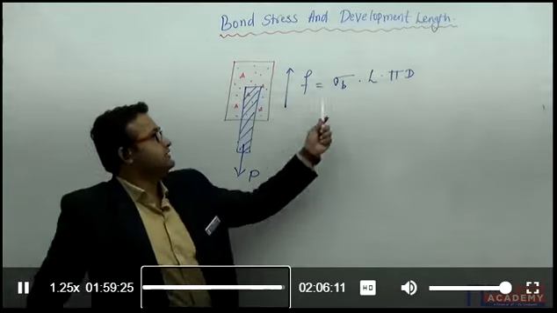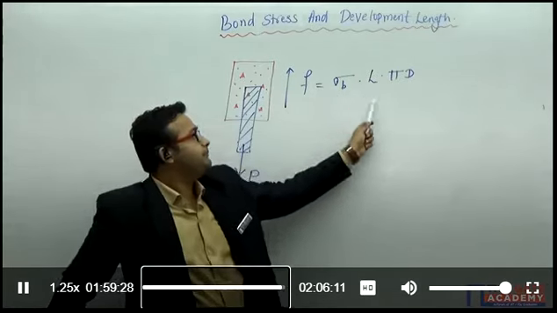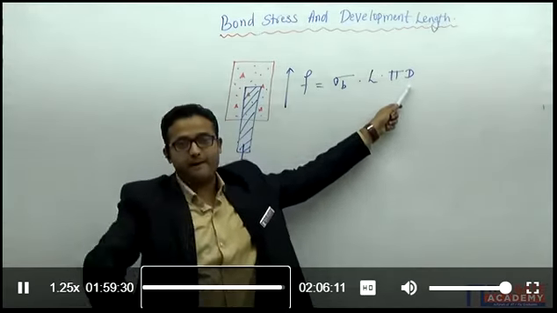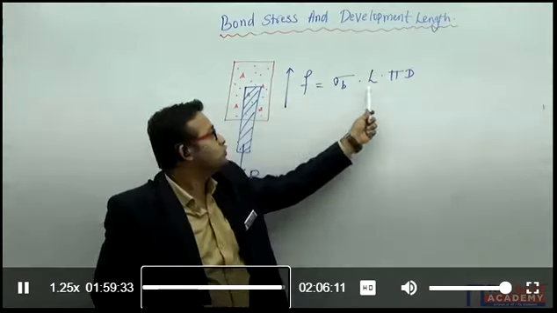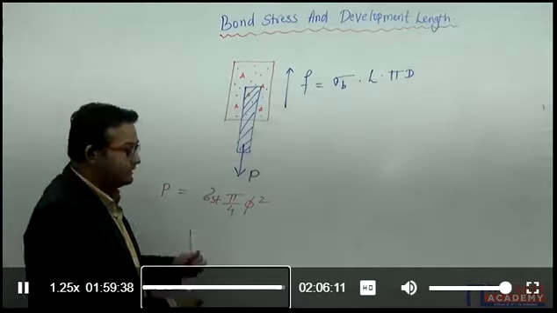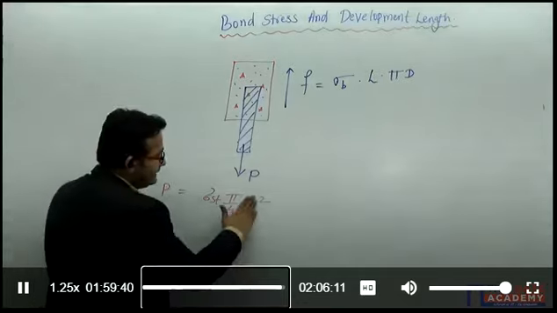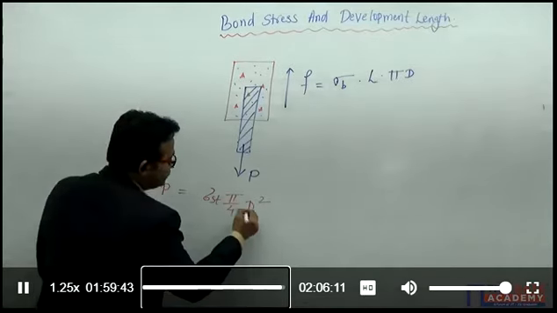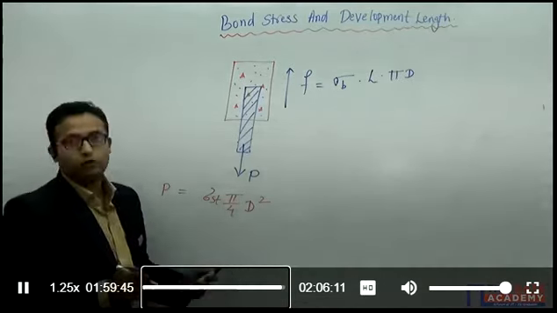Right? Stress into this circumferential area. So stress into area, the force is acting downward, and this force is sigma into pi by 4 phi square. They have given the diameter of bar is D, so we can write here D square. So this is acting downward.